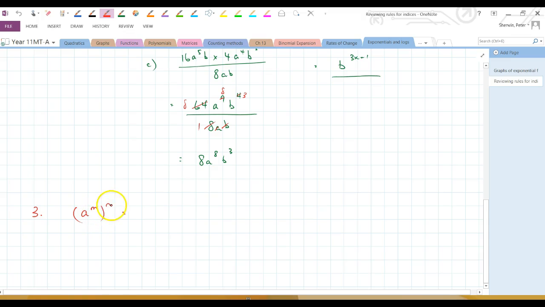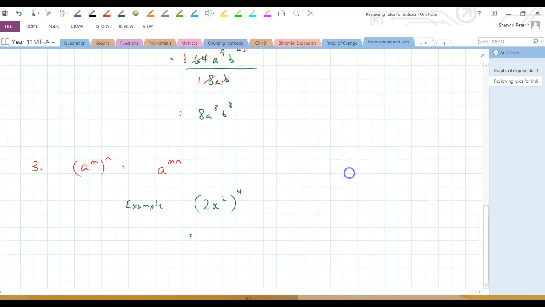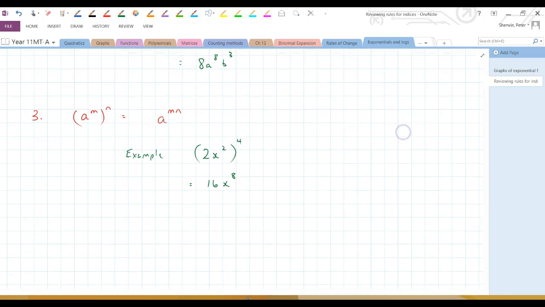Okay, looking now at the power of a power rule, or raising to another power, this is where you just multiply your powers together, so that'll be a to the mn. As an example, you could take 2x squared and raise that all to the power of 4. What you end up with is you raise the 2 to the 4 to get 16, you raise the x squared to the 4, multiplying the powers out to get 16x to the power of 8.